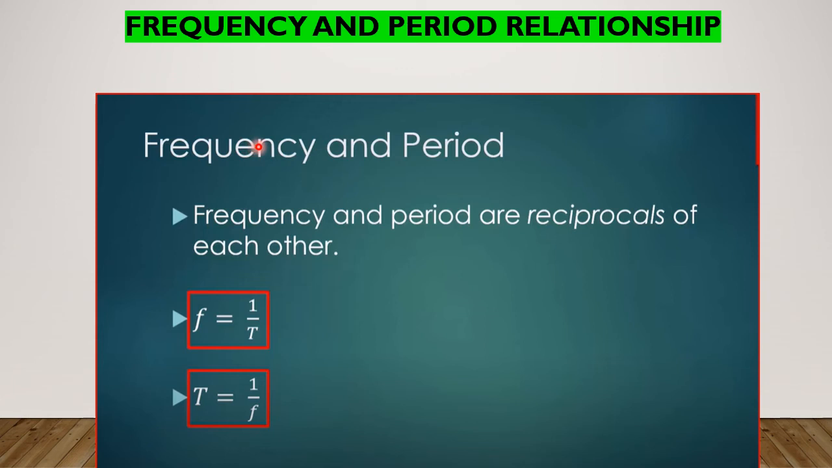The relationship between frequency and period. Frequency and period are reciprocals of each other. F is equal to 1 over T, or T is equal to 1 over F.